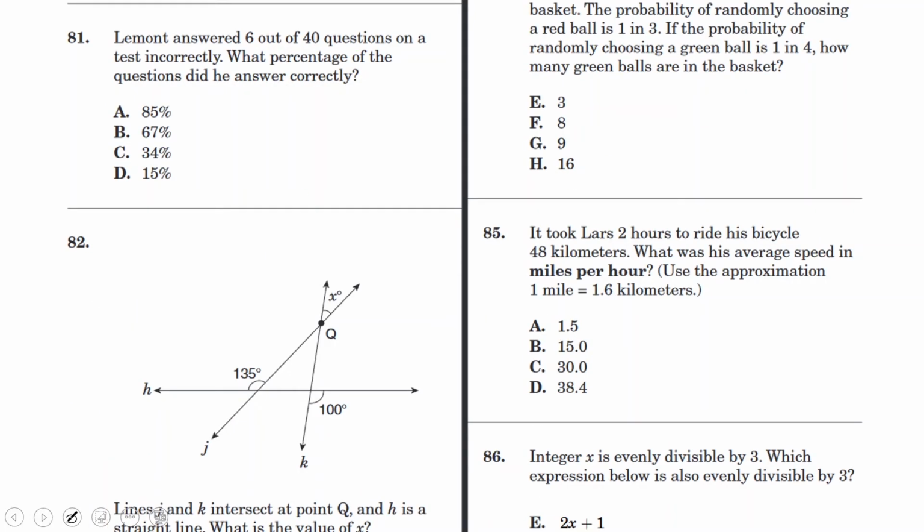Next. Liman answered 6 out of 40 questions on a test incorrectly. What percentage of the test did he answer correctly? So he answered 34 out of 40. Now let's do the trick. 17 over 20, right? We need to turn this into percentage, multiply by 5 over 5. That's 85 over 100. It's 85%, A.